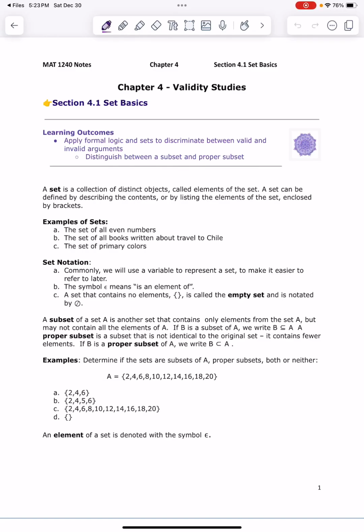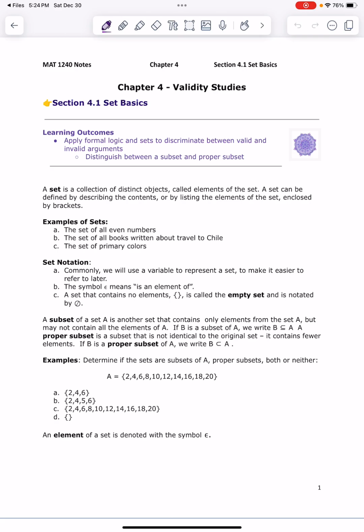Chapter 4 is basically divided into two parts. Our first part is going to be set theory, and then the second part is evaluating arguments. So it's all part of a greater topic, which is logic. So you're going to see some new symbols and vocabulary that you haven't seen before, probably. So just take some time to learn what those symbols mean, and you're going to be fine.